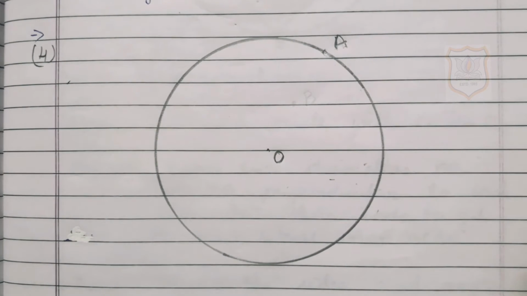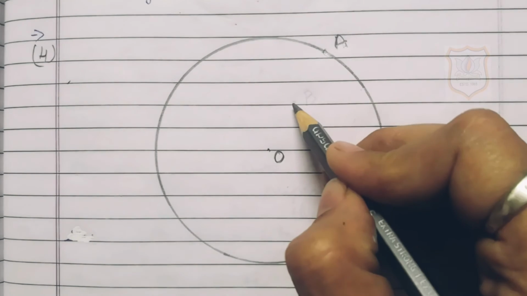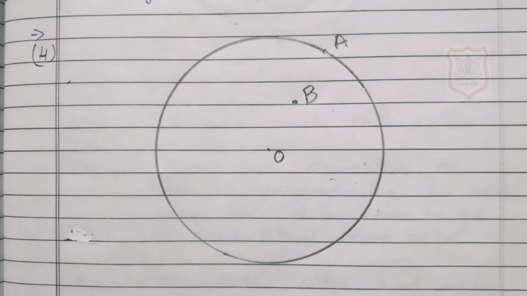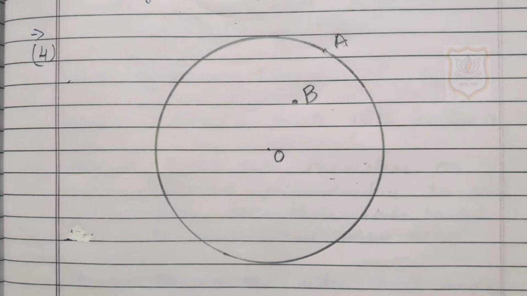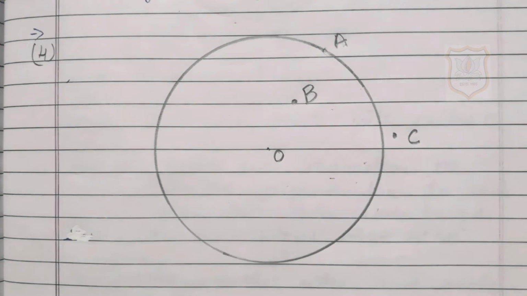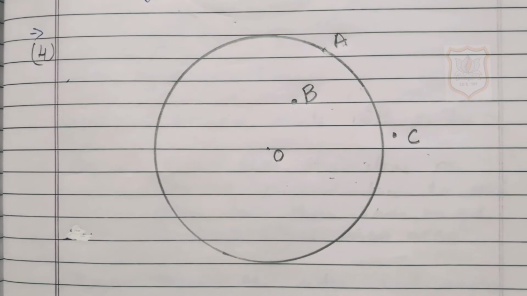B part of question number 4. B is in the interior of the circle. So here we will put a dot and we will write B. Now B is in the interior of the circle. C part of question number 4. C is in the exterior of the circle. So here we will place a dot and we will write C. And C is in the exterior of the circle.